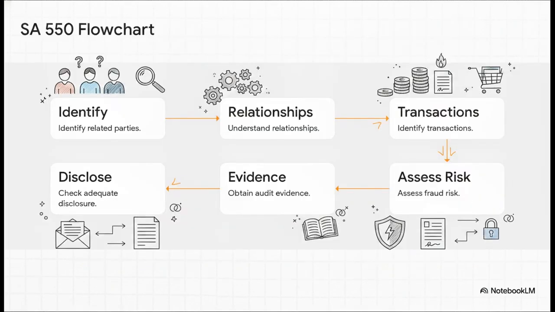So what's your plan of attack? Following the SA 550 flowchart, you start by explicitly asking management to identify all related parties and transactions. But you don't just take their word for it, right? You're a detective. You inspect the board minutes, you review shareholder registers, you look at complex contracts to truly understand the relationships. Then you assess the fraud risk, get your evidence, and crucially, you check that every single material transaction is properly disclosed in the financials.